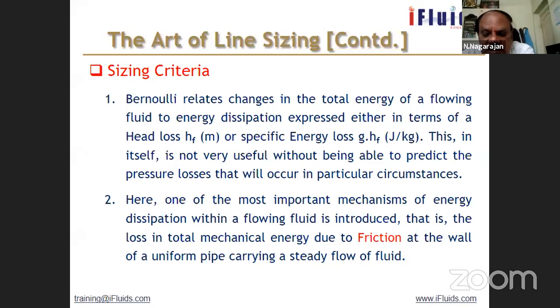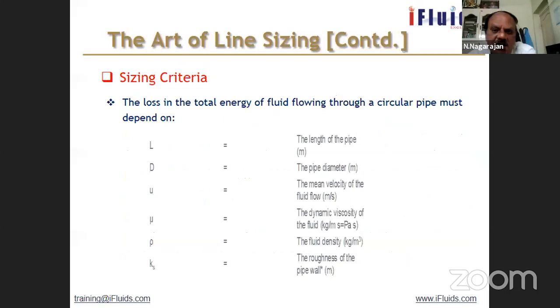Again, because of the rubbing action of the fluid against a pipe wall, it's called friction, and we lose some energy. So in a steady flow of fluid, there is a frictional loss when the fluid flows. And for sizing, we need to know a number of parameters in the system. So one is the length of the pipe. What is the length of the pipe? That is the distance the fluid has to travel.